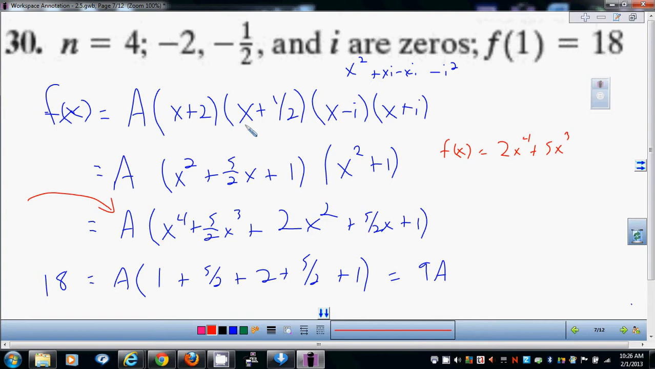Plus 4x squared plus 5x plus 2. And we're done. That's the only real new thing we're learning today.